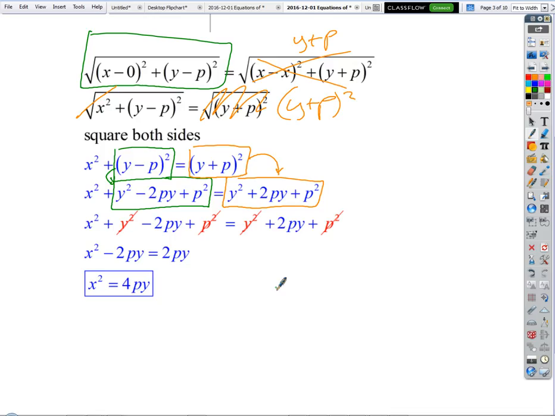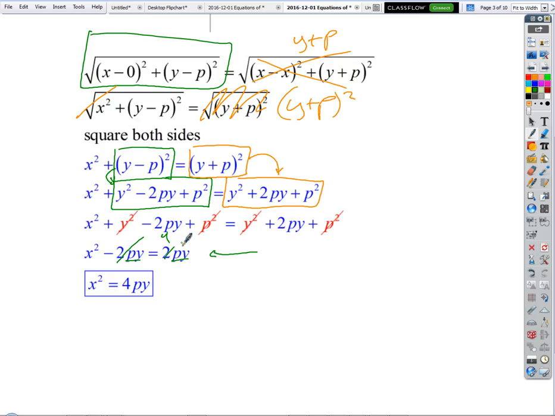Well, look, there are some common terms on each side, the y squareds and the p squareds. If I subtract y squared from both sides, those are going to go away. If I subtract p squared from both sides, those go away. And all we're left with is this, even better. Now notice that these are like terms. They're both numbers of py, right? So if I have negative 2py on this side and 2py on this side, I could just add 2py to both sides, and that's going to get rid of this and make this a 4. So my final answer just looks like x squared equals 4py.